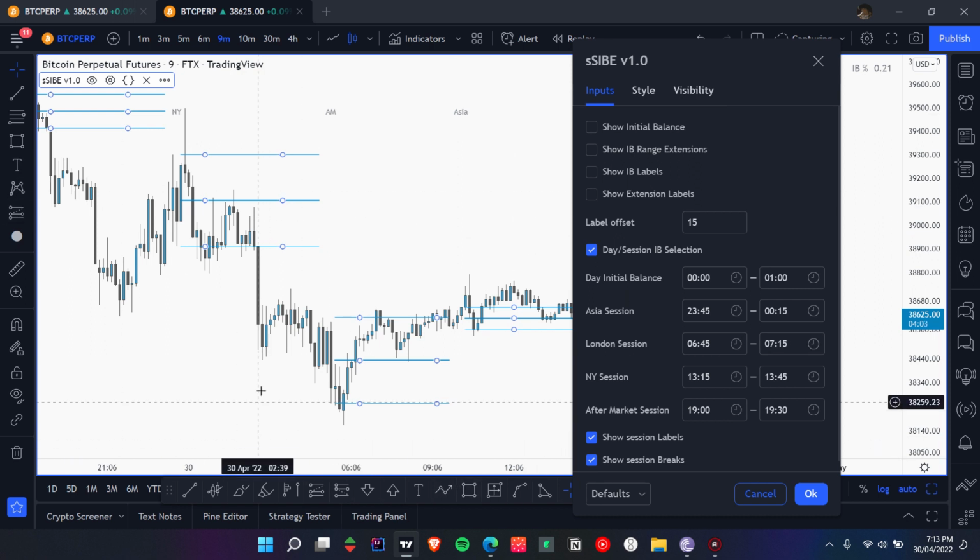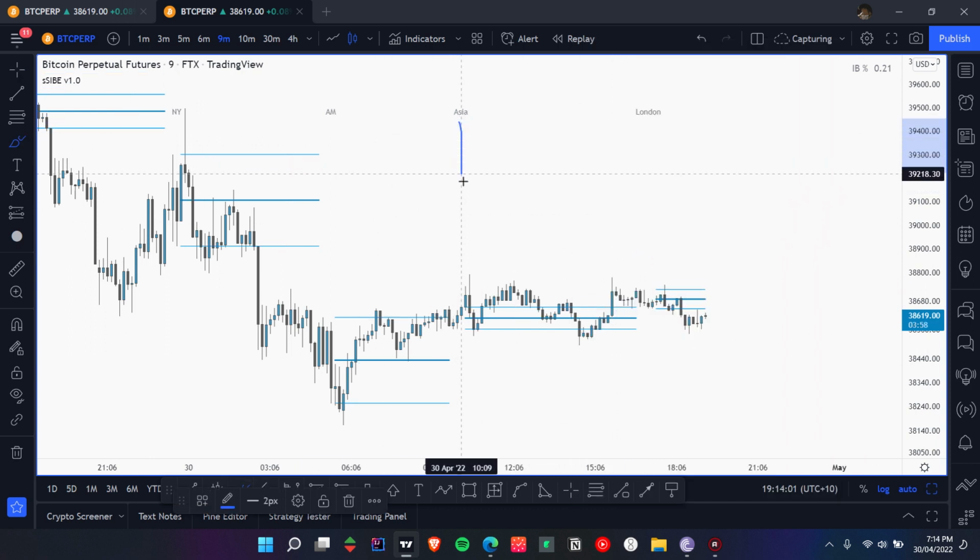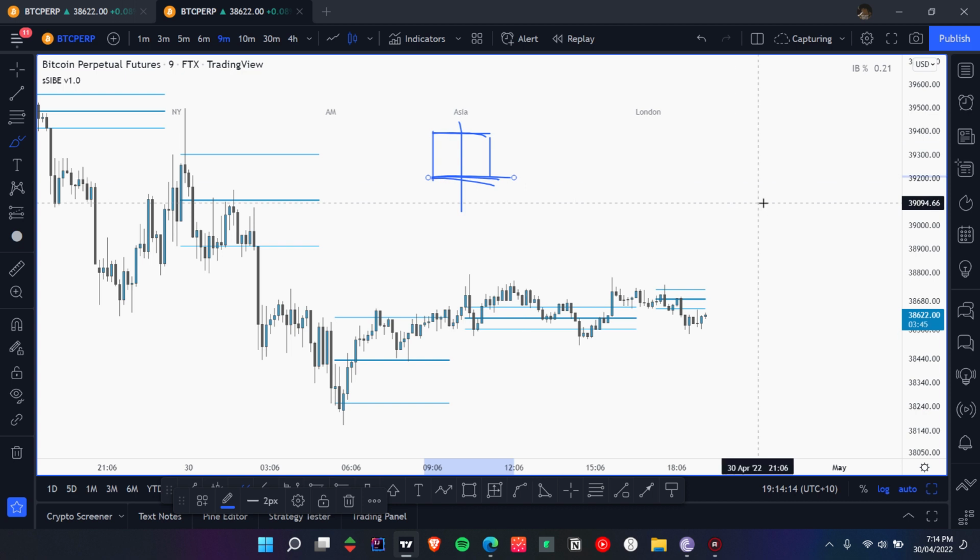So if I draw this, this is how it's going to look. This is the Asia session, right? This is the original session timing. This is the 15 minutes before open, 15 minutes after open. So we're interested in the initial balance that is created between this region, which is the high and the low. That's the initial balance basically.